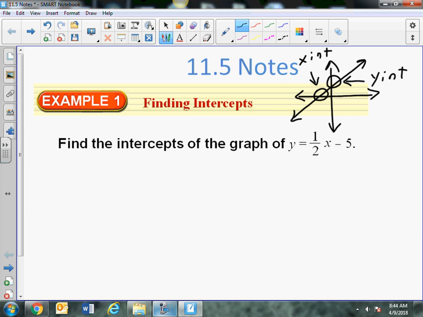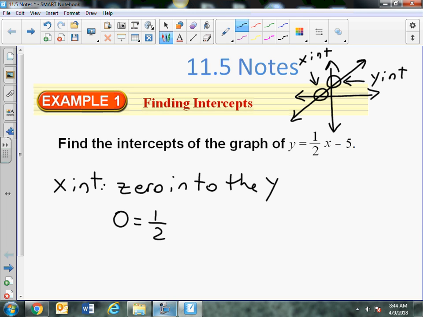All right, so this one here, if you want to find the x-intercept, you have to plug a 0 in to the y value, and then you want to solve for the x value. So if I want to find this, I'm going to plug a 0 into the y. I'm going to go ahead and solve for the x value.